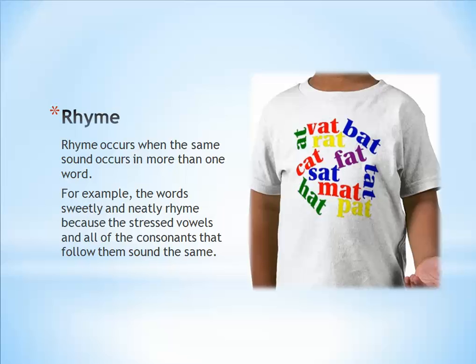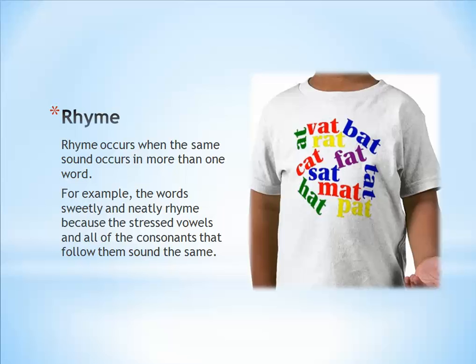Take a look at the words on this guy's shirt. You have at, vat, bat, fat, that, pat, mat, hat, cat, sat. They all rhyme. You have the a sound, which is the vowel, and the t, which is the consonant. When you put them together, they form the same rhyme sound. Can you think of any other rhymes? Think about a couple words that might rhyme.